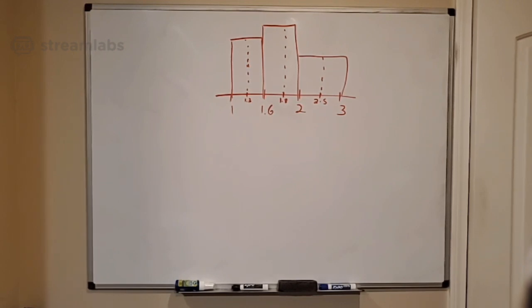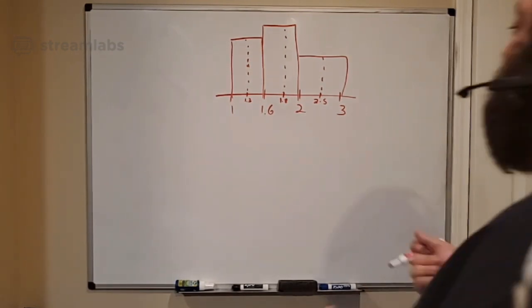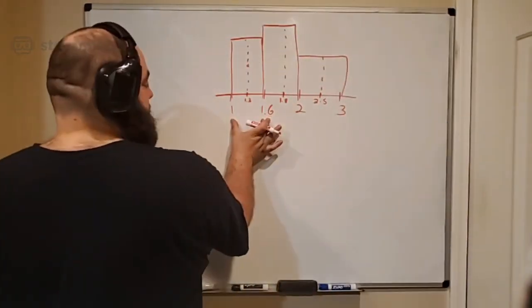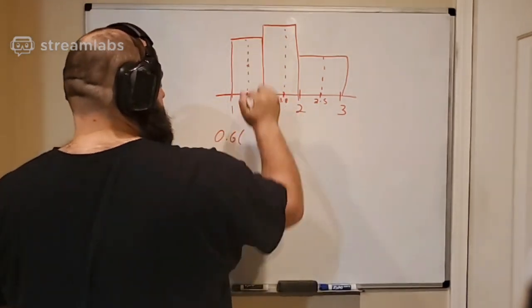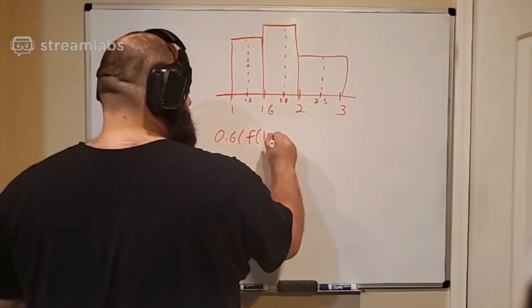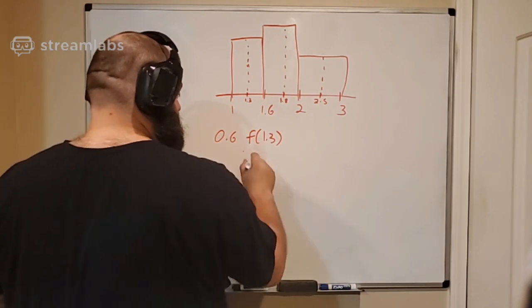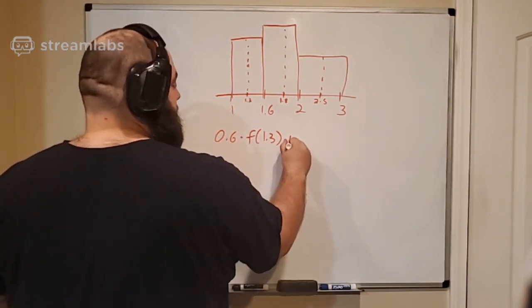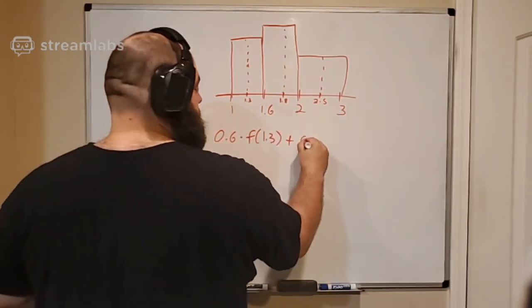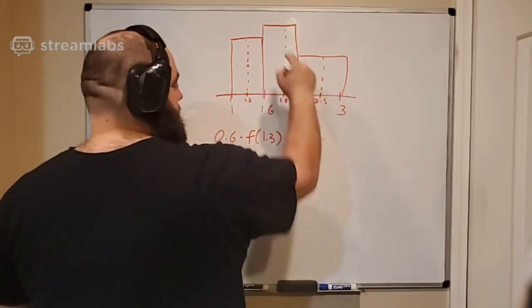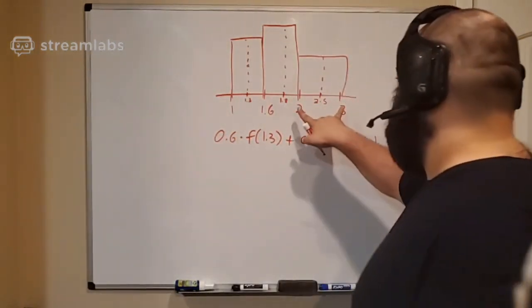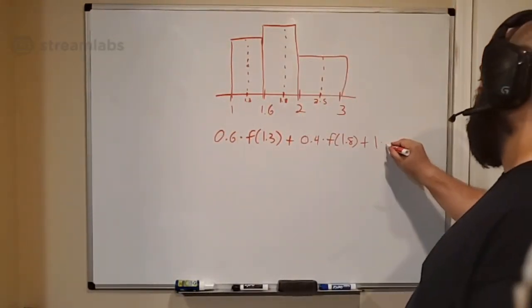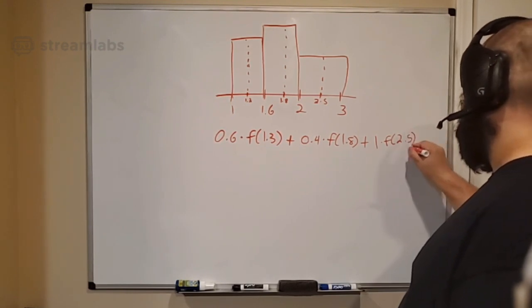But to set the problem up, we have to realize my first rectangle has a base of 0.6. My height is my function value at 1.3. My second one has a base of 0.4, and my height is f of 1.8. And my last one has a base of 1 and a height of f of 2.5. That is your basic midpoint sum.